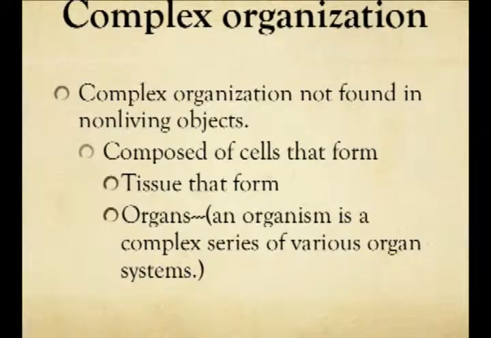So all living things have complex organization. Complex organizations are not found in non-living objects. They are composed of cells that form tissues, and tissues that form organs, and organs that form organ systems. Example, human beings.